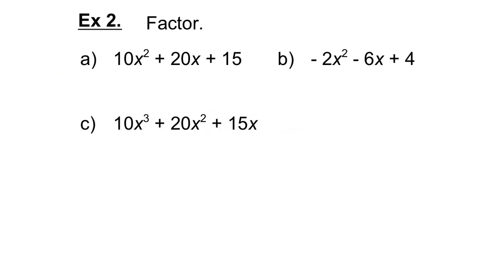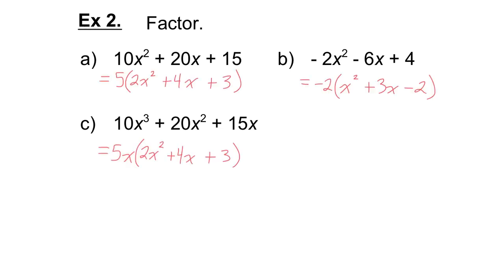So follow the same process and try factoring these by finding the greatest common factor first. Pause the video and try this. Here's what I got. 10, 20, and 15 have the greatest common factor of 5. Negative 2, negative 6, and positive 4 have the greatest common factor of negative 2.